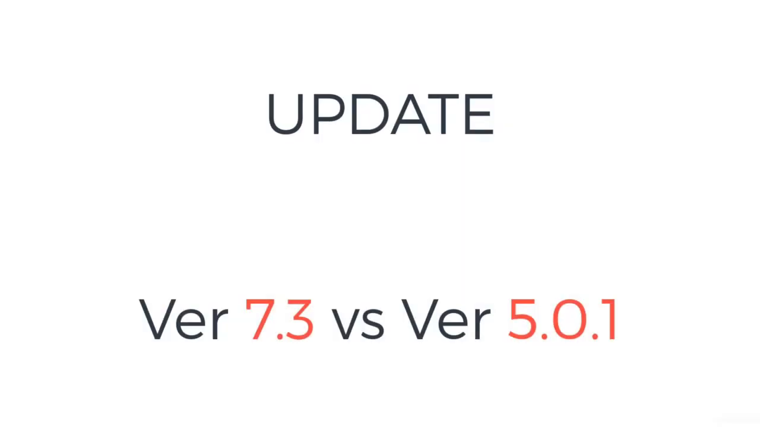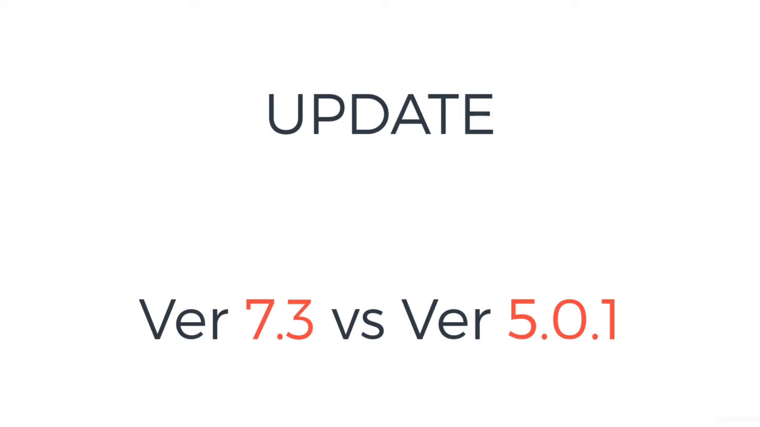Alrighty, hope you're enjoying the course so far. Now, before you proceed, I just want to give you a very quick update. So far, the version of Yoast SEO we've been working with has been version 7.3, which is the latest version as of today, which is April 25th, 2018.